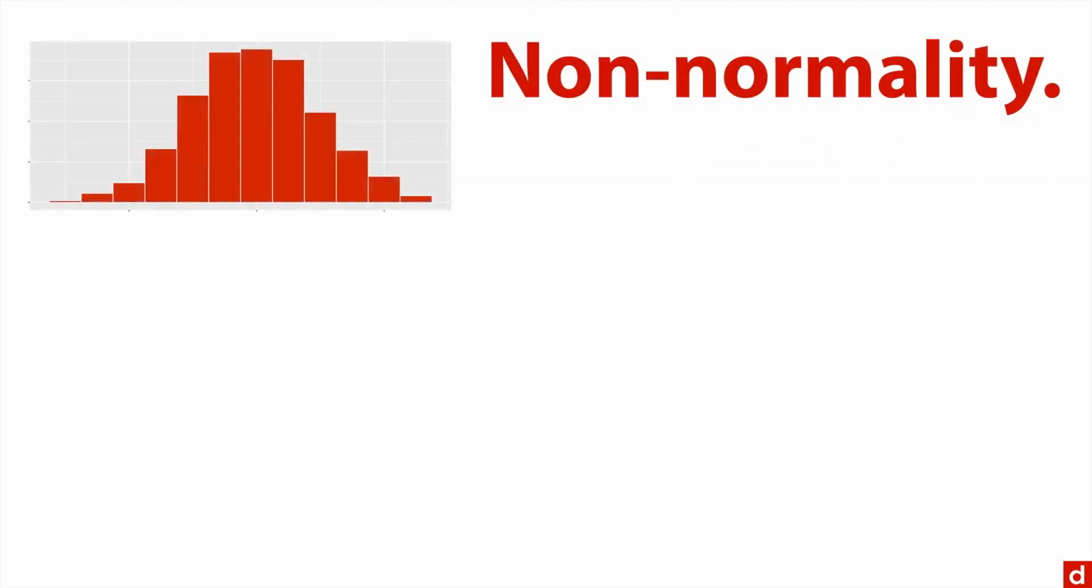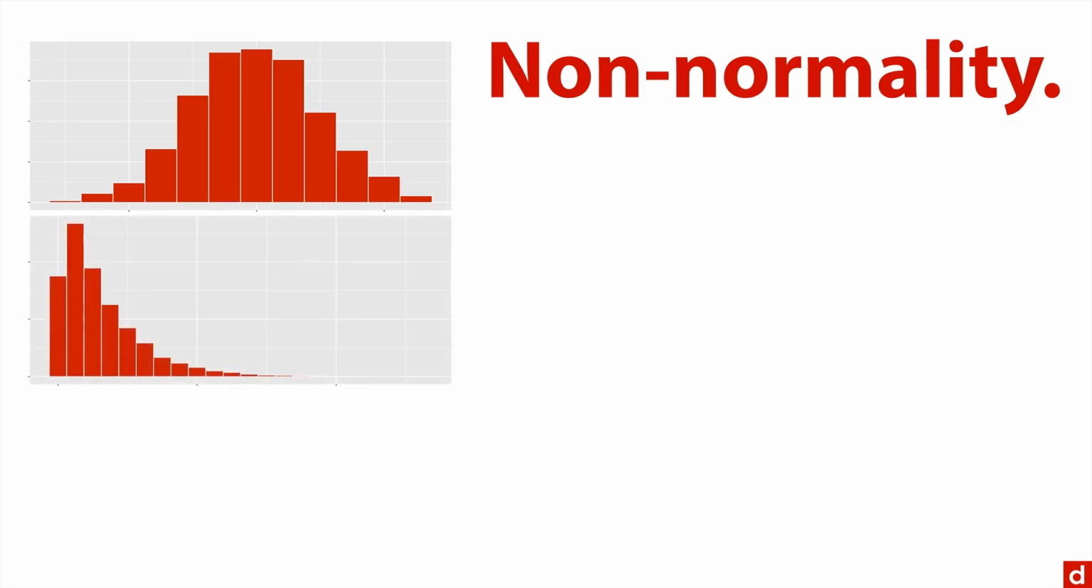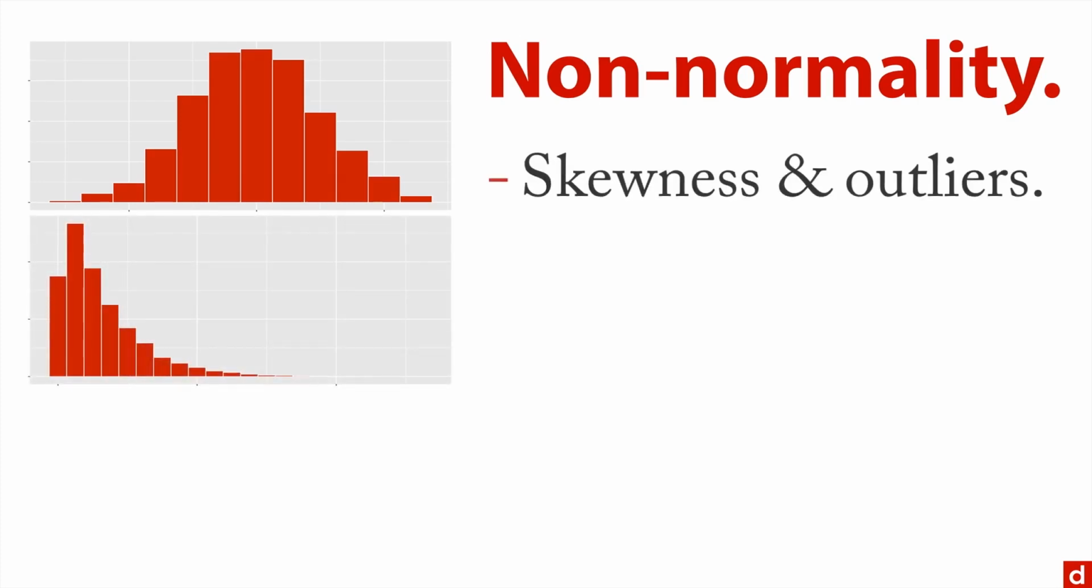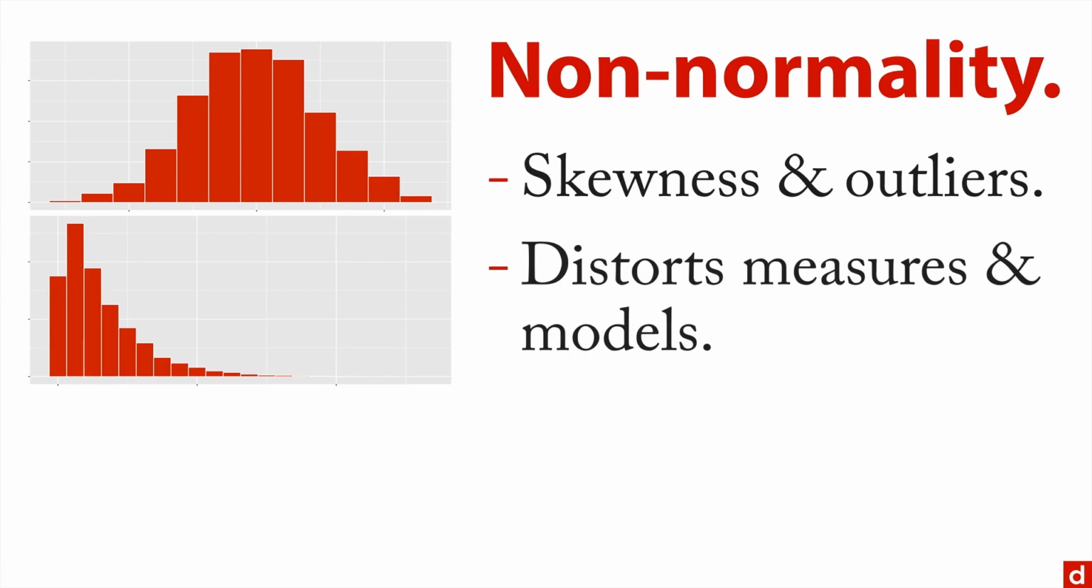Let's begin with non-normality. Most statistical procedures like to deal with nice, symmetrical, unimodal bell curves. They make life really easy. But sometimes you get really skewed distributions or you get outliers. Skewness and outliers, well, they happen pretty often. They're a problem because they distort measures like the mean, which gets thrown off tremendously when there are outliers, and they throw off models because they assume the symmetry and the unimodal nature of a normal distribution.